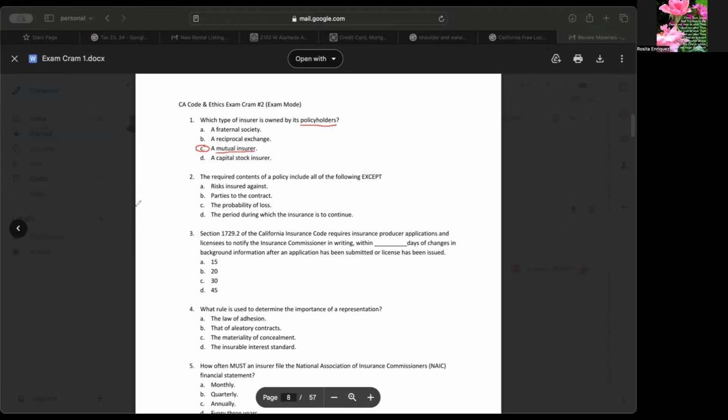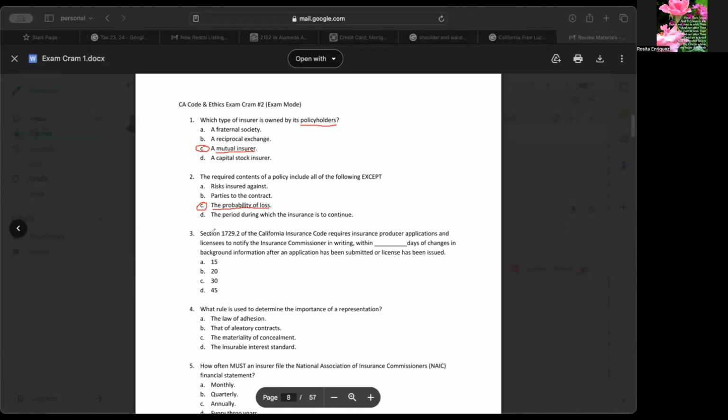Number 2, the required contents of a policy include all of the following except: the answer is C, the probability of loss. That's right, that's not included. Probability of loss.